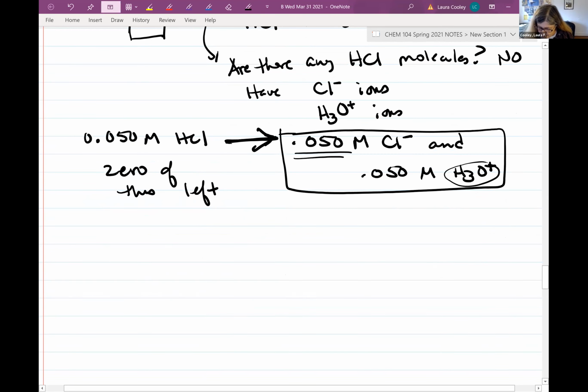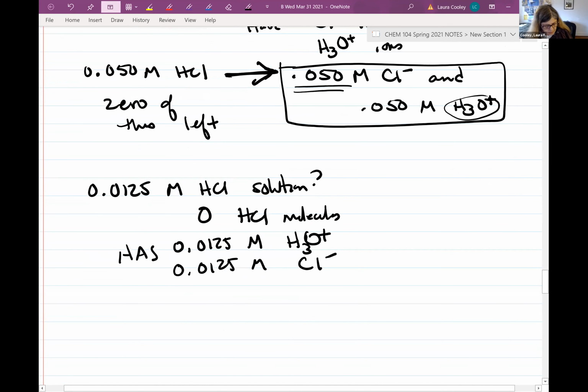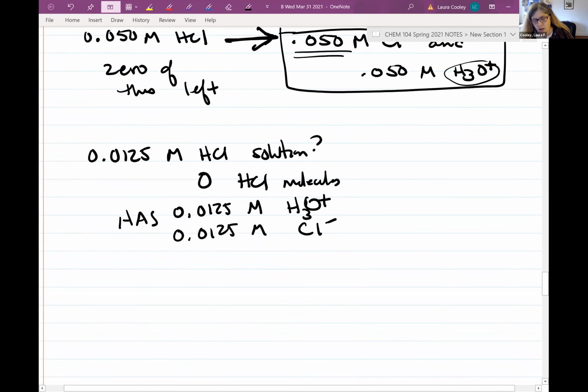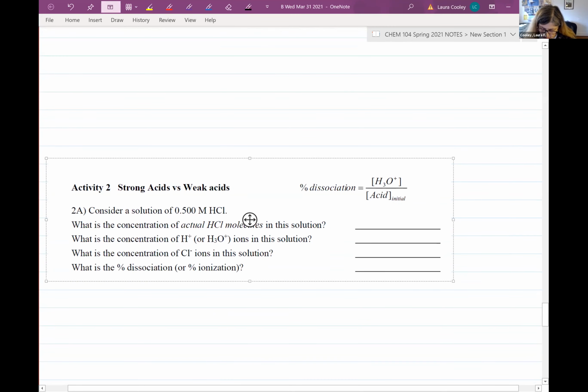Okay. All right. So if you have 0.0125 molar HCl solution, this has 0 HCl molecules. It has 0.0125 molar H3O plus and 0.0125 molar Cl minus. Okay. Doesn't matter what the concentration is, it all gets converted over to those ions. Okay, so now we have this activity 2.